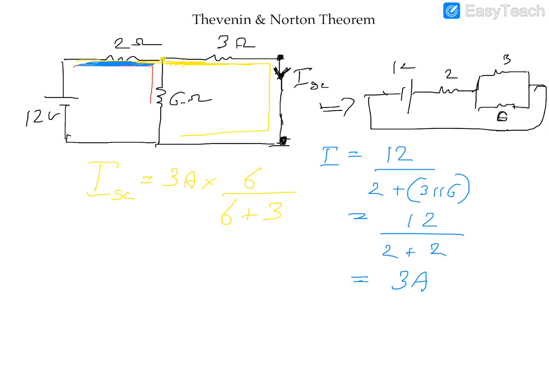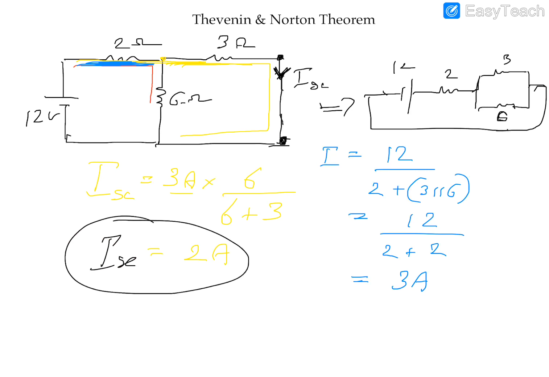So if you have a current branching out into 2 branches, the current in your branch is calculated by the main current times the resistance in the other branch divided by the total resistance. So you would get, once again, 6 times 3 by 6 plus 3, that would be 2 amperes. So 2 amperes is your Norton's current, which is the same as your short circuit current.